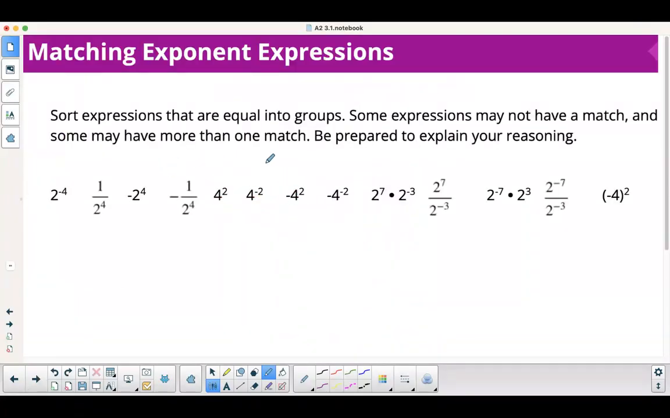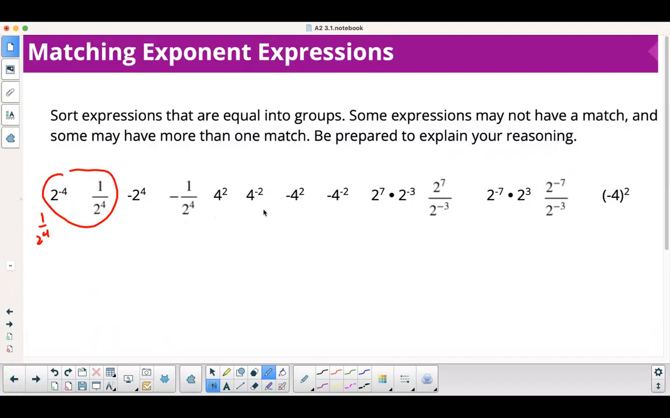All right, sort expressions that are equal into groups. Some expressions may not have a match. Some may have more than one match. Be prepared to explain your reasoning. Okay, so let's see here. This is going to be 1 over 2 to the 4th. So I could group these two together because this becomes down in the denominator and positive.